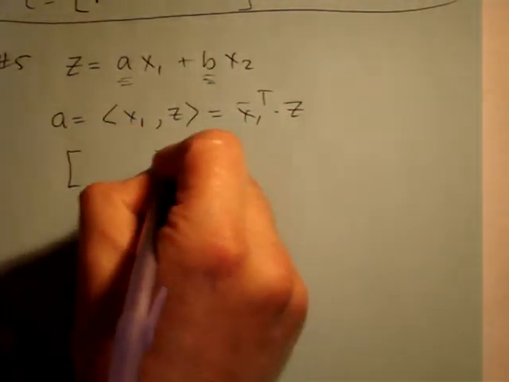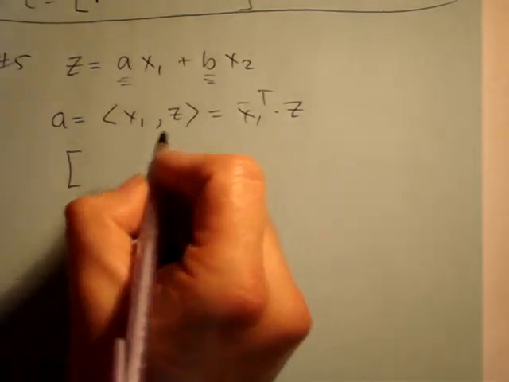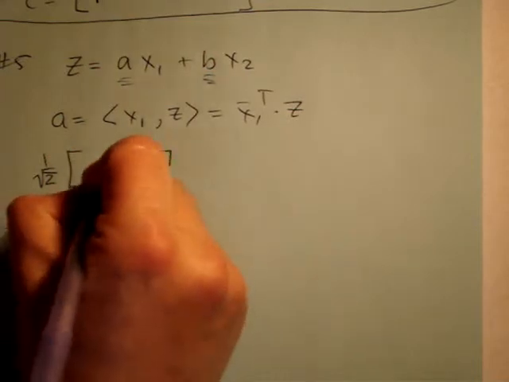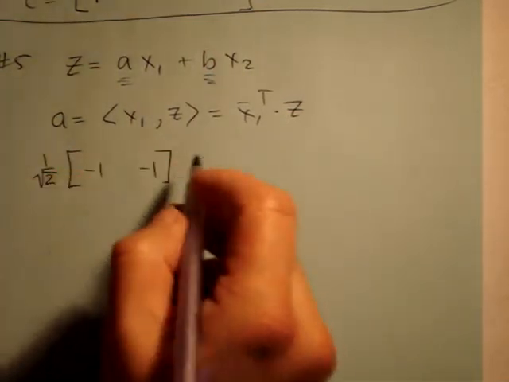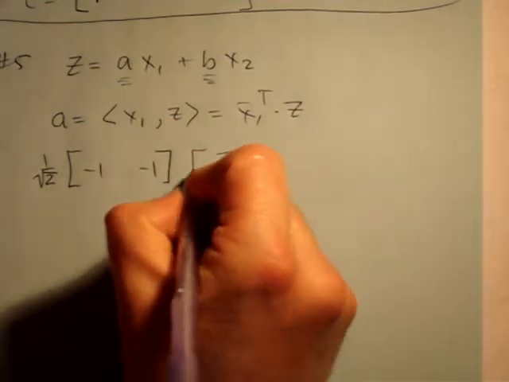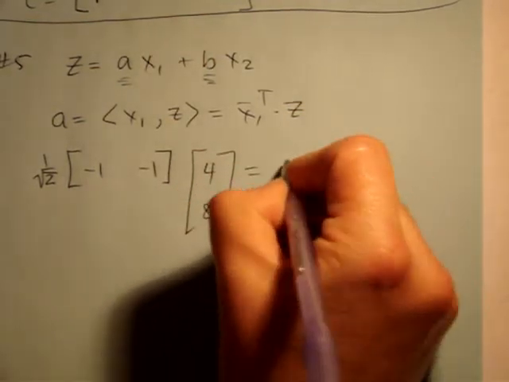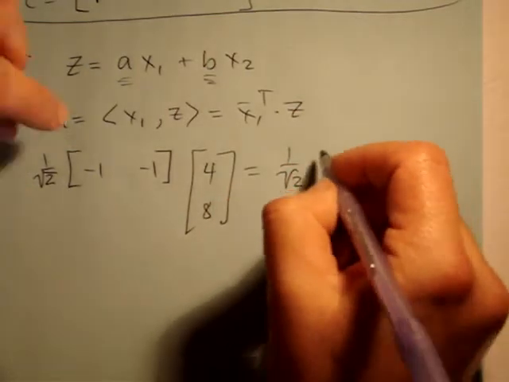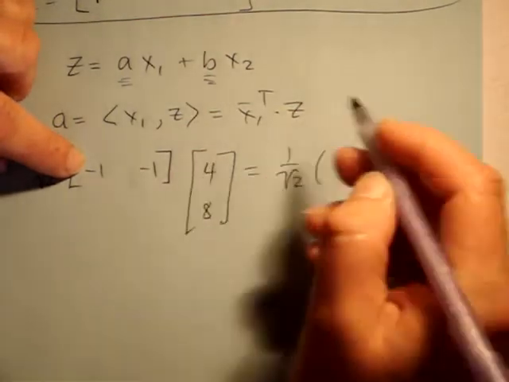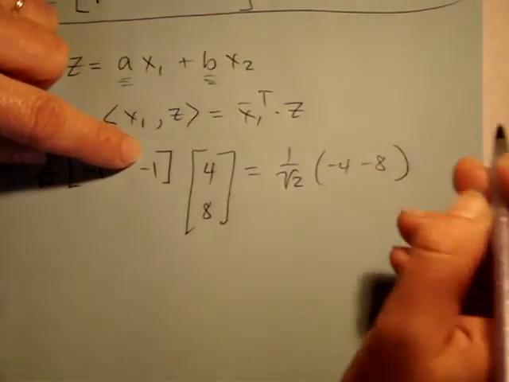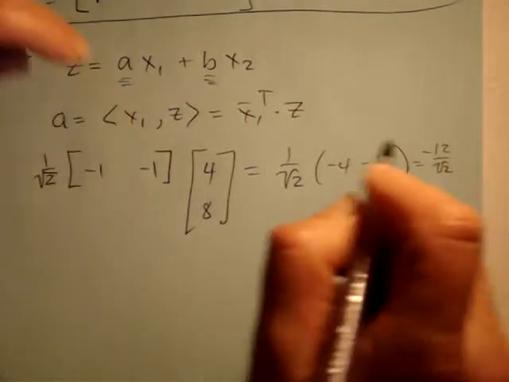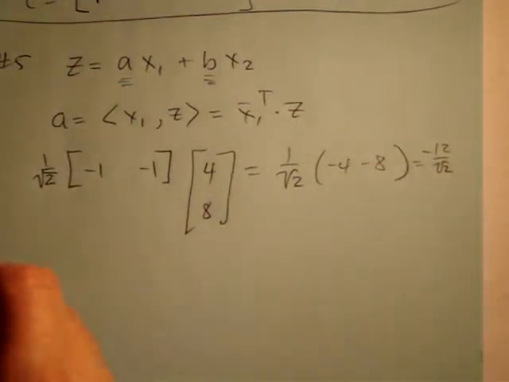And so x1 was 1 over the square root of 2 times 1, negative 1. Okay, so here's x1, and then we have to multiply by z, which was 4, 8. And so we're going to get 1 over the square root of 2. And we should come out with just a scalar number here, so we're going to get negative 4 minus 8, and so we're going to have negative 12 over the square root of 2. Okay, maybe not a very pretty number, but it's a number.